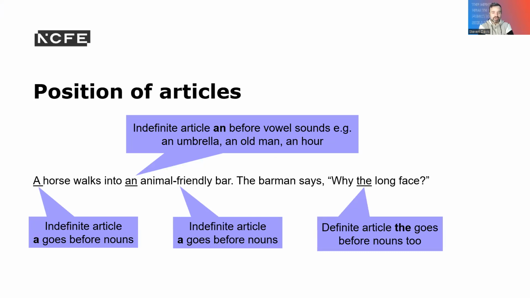So the purpose of an article. Oh, look, I didn't need to go to Google AI because it's telling me anyway. A horse walks into, so it's an indefinite article and a goes before the noun. We already know that now. The indefinite article an goes before vowel sounds, e.g. an umbrella, an old man, an hour, an animal-friendly bar. Indefinite article a goes before the noun there. The barman says, why the long face? The definite article the goes before the noun too.